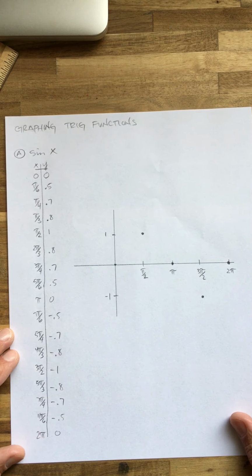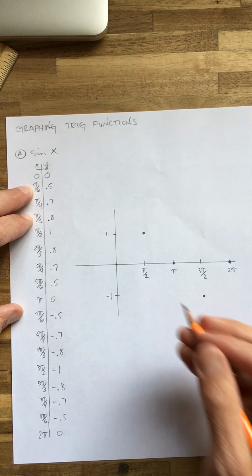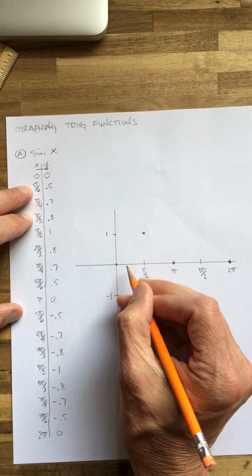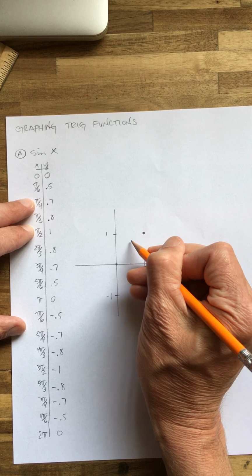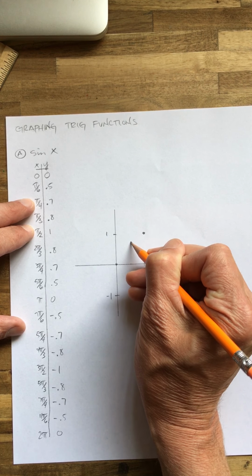And let's just fill in the in-between. So it says pi over 6. Here's about pi over 6 right here. Pi over 4 is right here. That's an easy one, right? So that's 0.7. So that's about right there, okay?